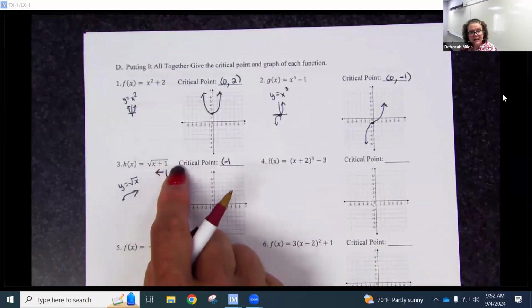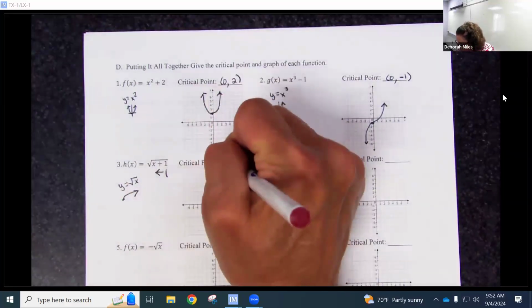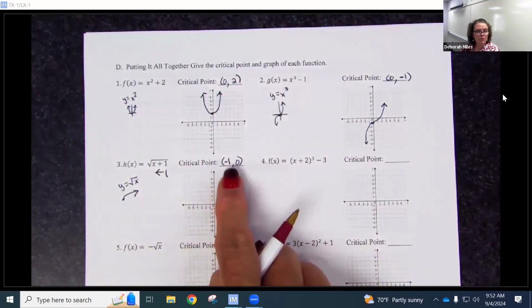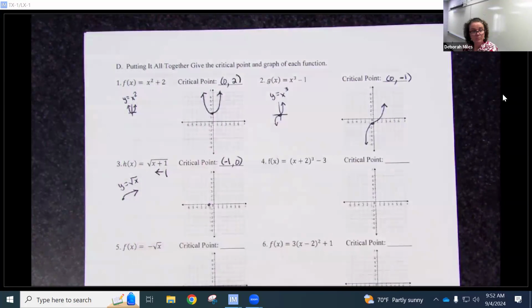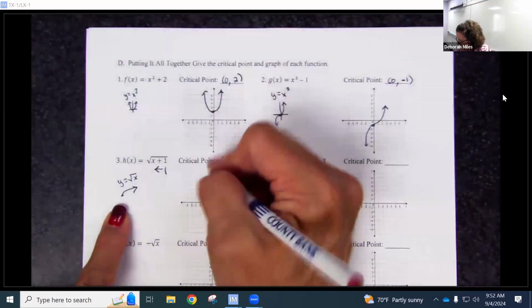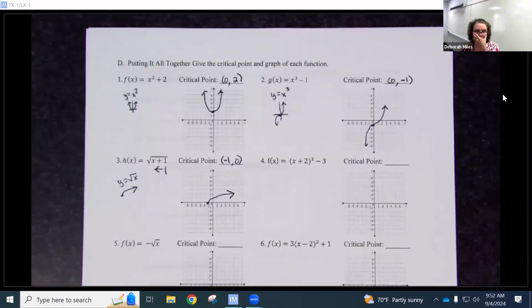And there's nothing added or subtracted after I take the square root. There's no vertical shift. That means the critical point is -1, 0. So if you plot -1, 0, and starting there, attach that half a sideways parabola, that's good enough. That's all I'm looking for.